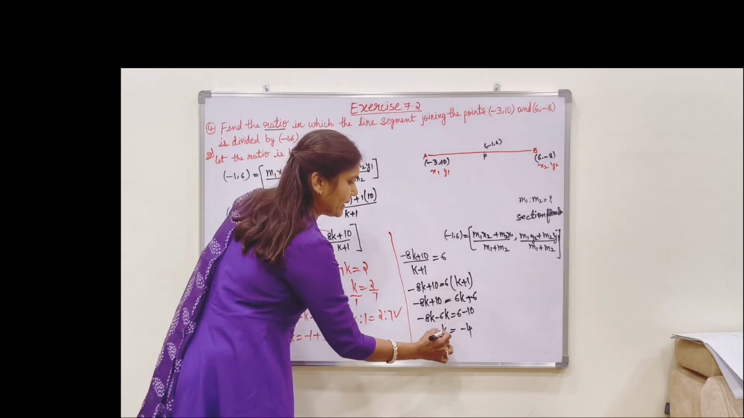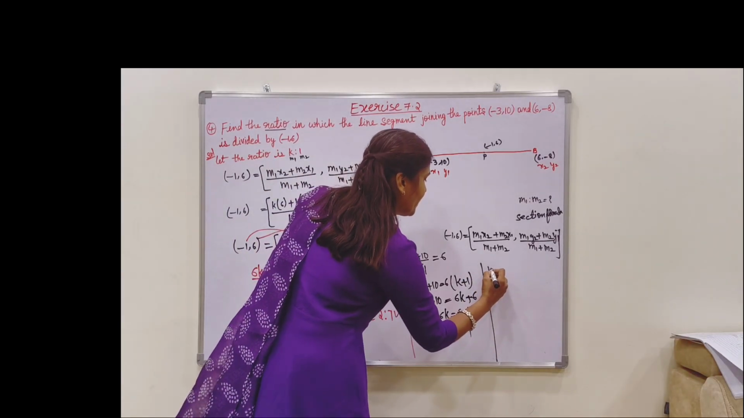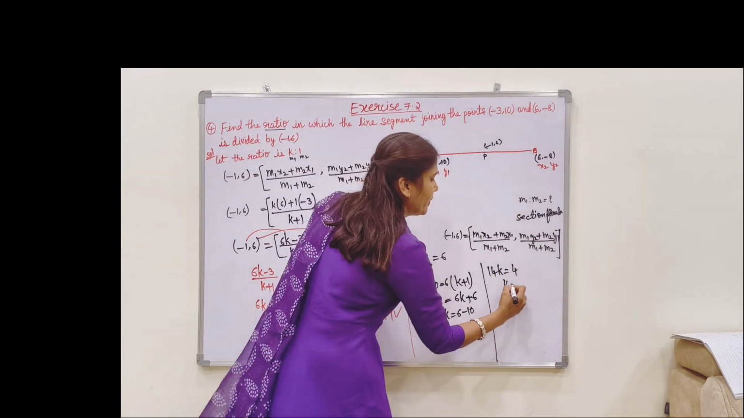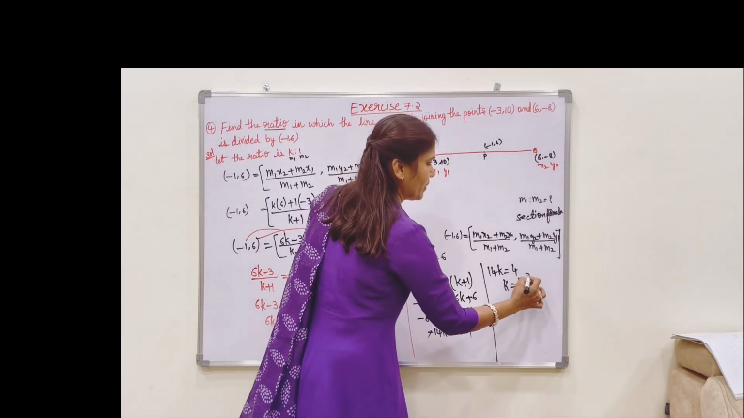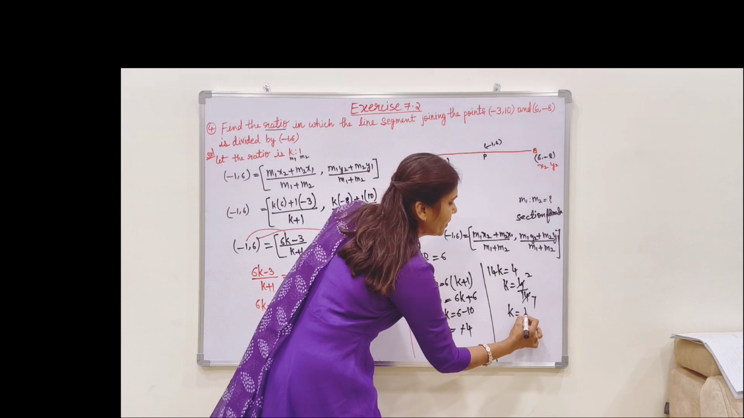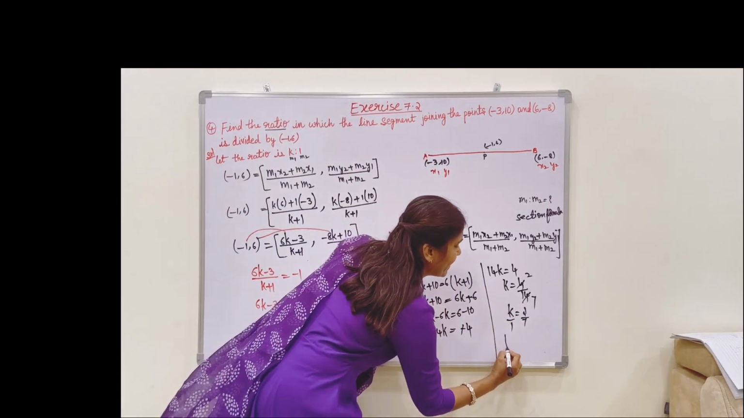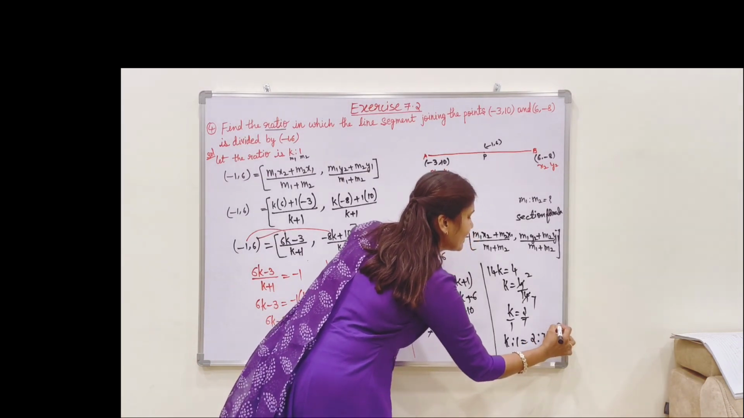See, this side minus cancel. So here see 14k is equal to 4. K is equal to 4 by 14. So cancel is possible. 2 2s are 4, 2 7s are 14. K is equal to 2 by 7. Down nothing means what? 1. So you write here, k is to 1 is equal to 2 is to 7 is the answer.